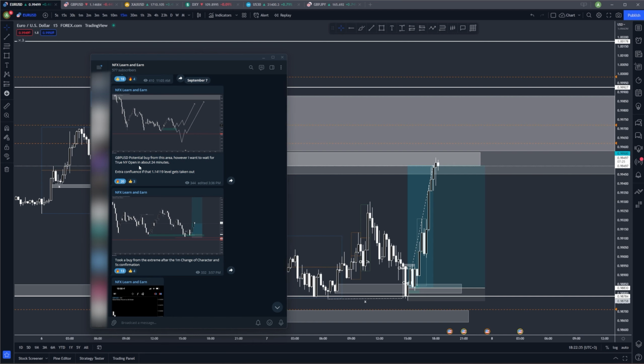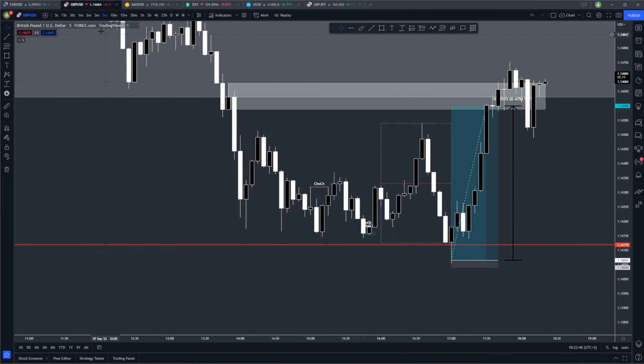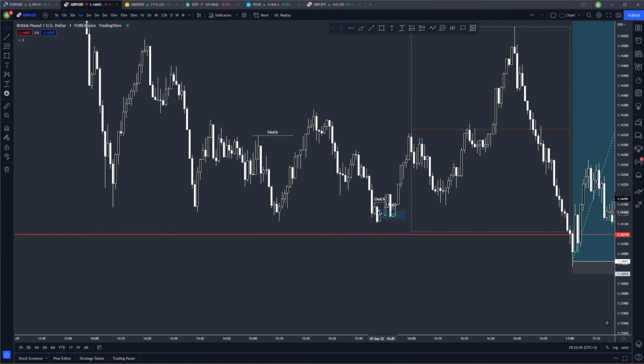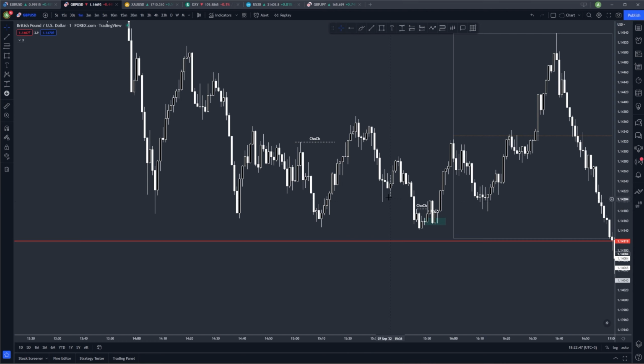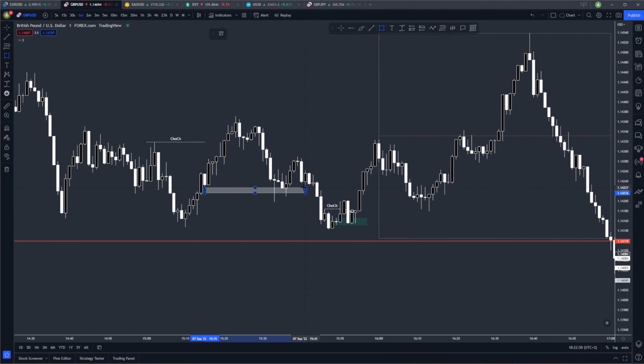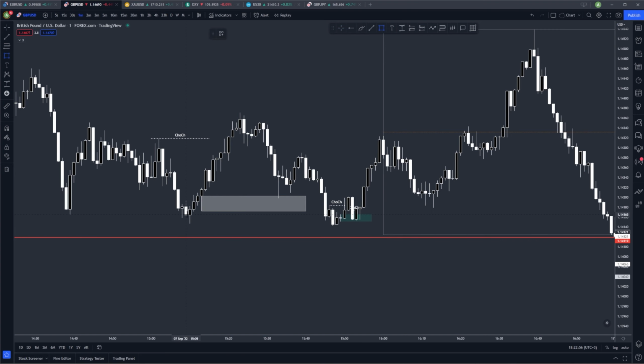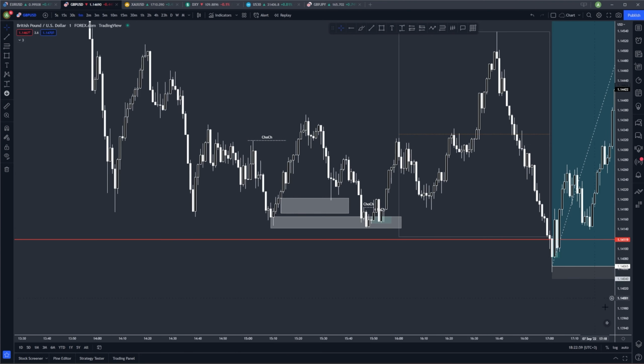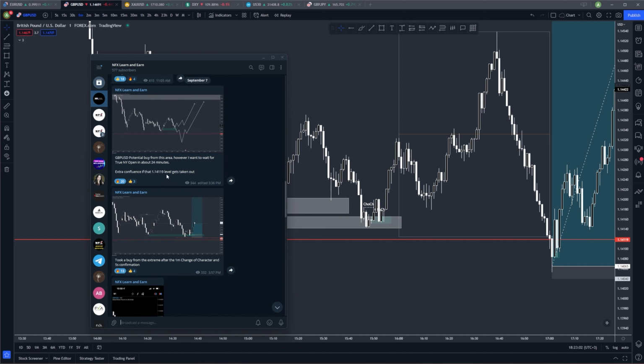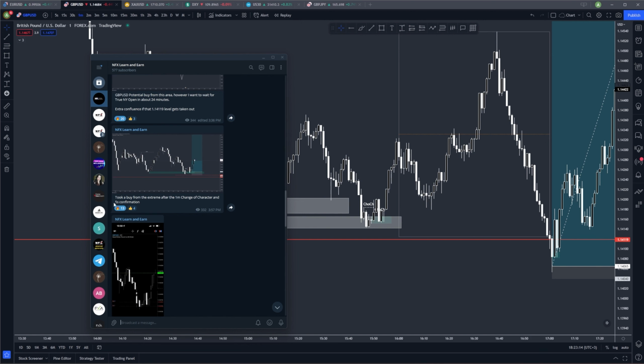So I said the potential buy from this area, however I wanted to wait for New York open. If you go down on GU, it was around this point here. This was the area where price was expected to go higher, and then we also had the extreme and the second scenario, which actually happened, which was for GU to get to the 1.14119 level, get taken out and then reverse. So that's what ended up happening. But the first trade was a buy from the extreme, which was this area right here.